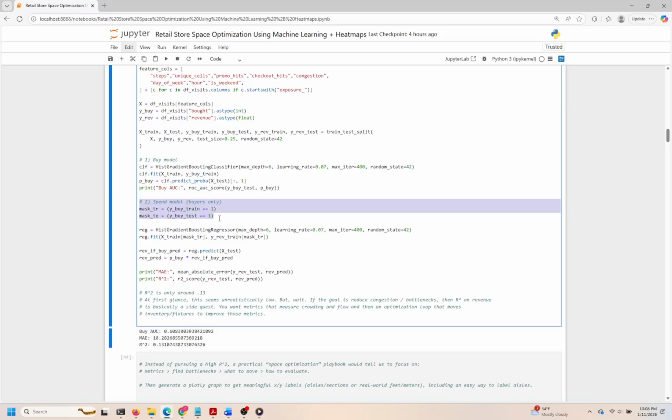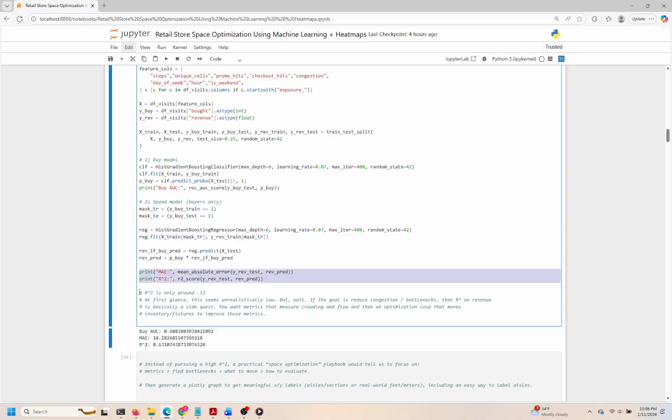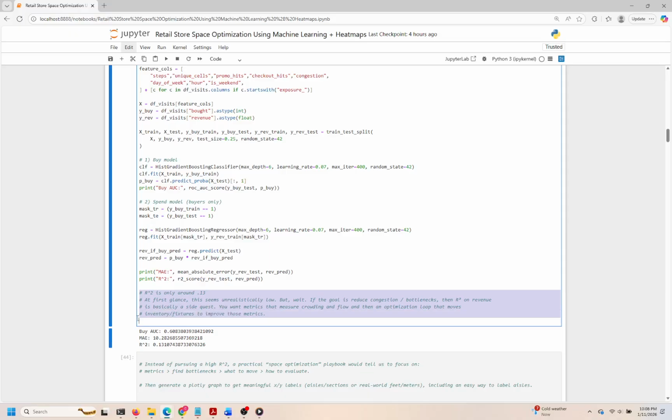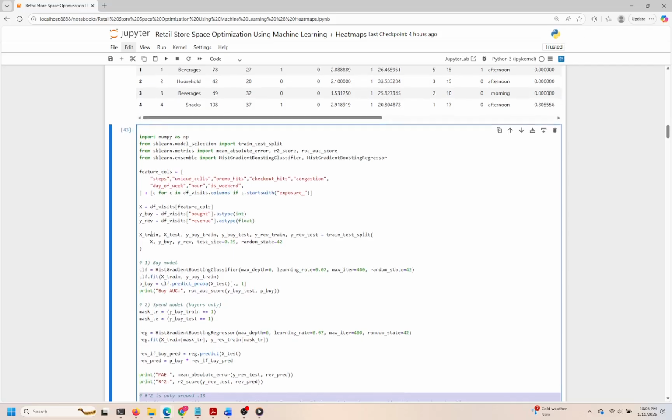We then fit a gradient boosting regressor using the same features to estimate potential revenue. It's important to note that while our R-squared score appears low, this should not undermine the value of our findings. In this context, our primary goal is to reduce congestion and optimize flow, making revenue predictions a secondary concern, or as we might call it, a side quest.